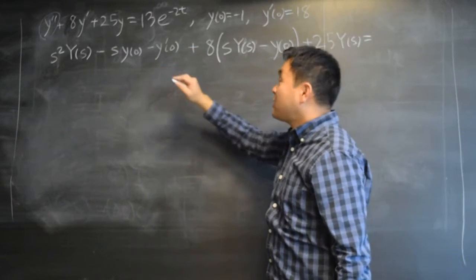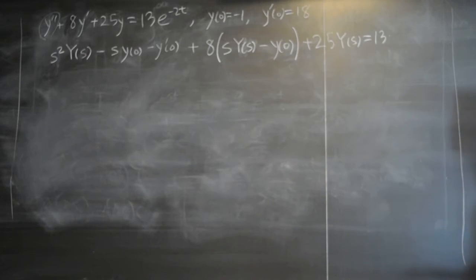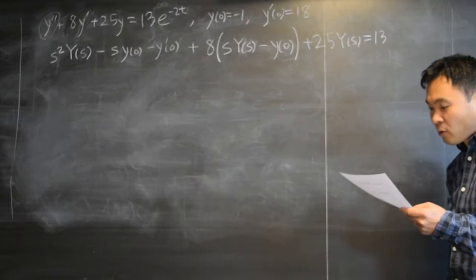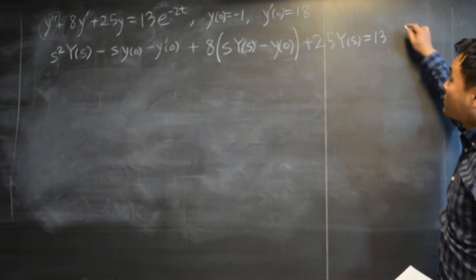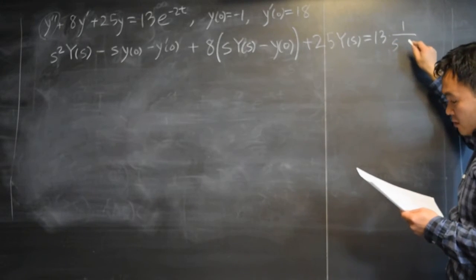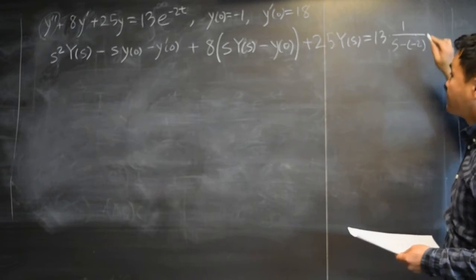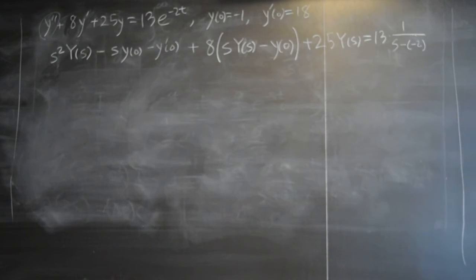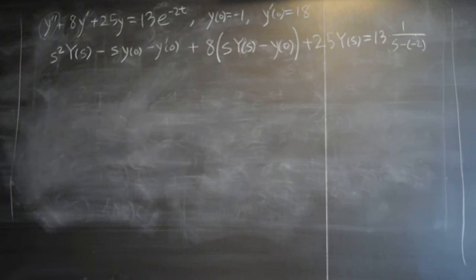And then on the right side, 13 e to the negative 2t. So you look at the table and look for that one. It's in number 2, right? It's 1 over s minus a, so it's s minus negative 2. So that's your Laplace transform if you apply the Laplace transform to both sides.